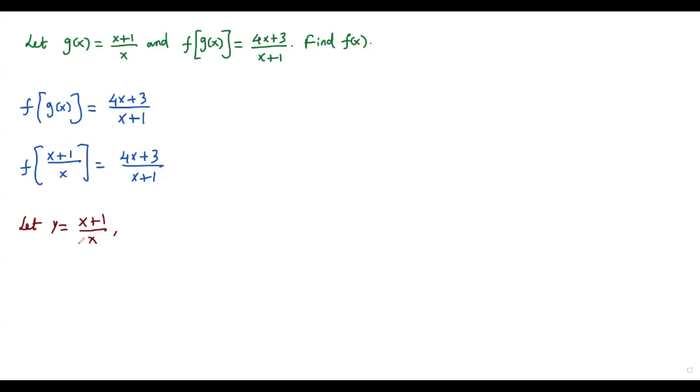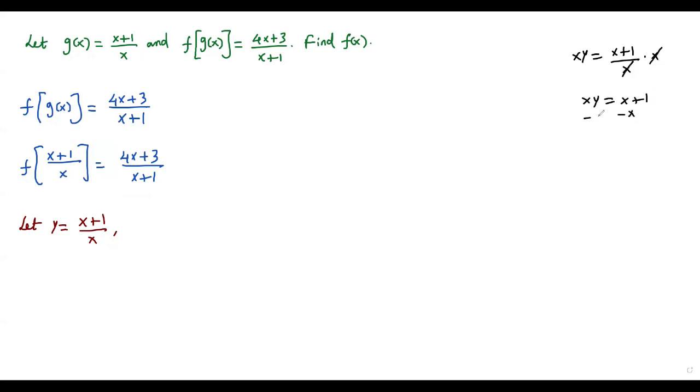Also, in this equation I have to solve for x in terms of y, because I'm going to change this complete function into the new variable y. Let me do that part separately. So here we have y equals (x + 1) over x. Now to solve for x in terms of y, first I multiply both sides of this equation by x, then this x will cancel. I'm getting xy equals x + 1.